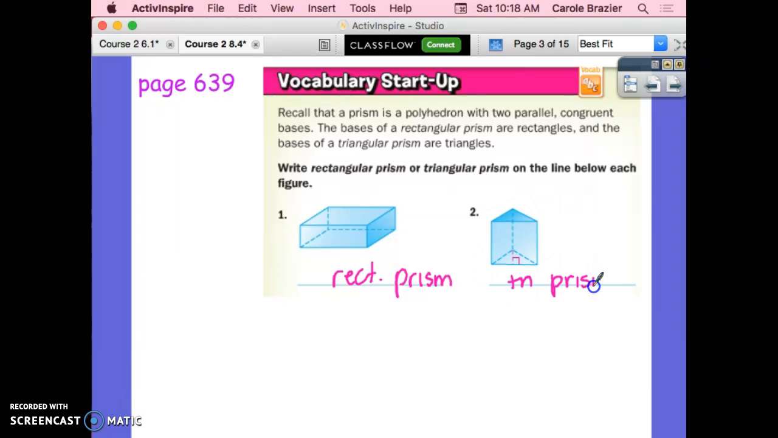Okay, if you need, pause the video so you can draw these pictures in so that way you'll have them as references. If you don't want to draw them in, that's fine, but I would make sure that you put in your notes that the base of a rectangular prism is going to be a rectangle, the base of a triangular prism is going to be a triangle. Make sure, again, to pause the video and at least have that in your notes.